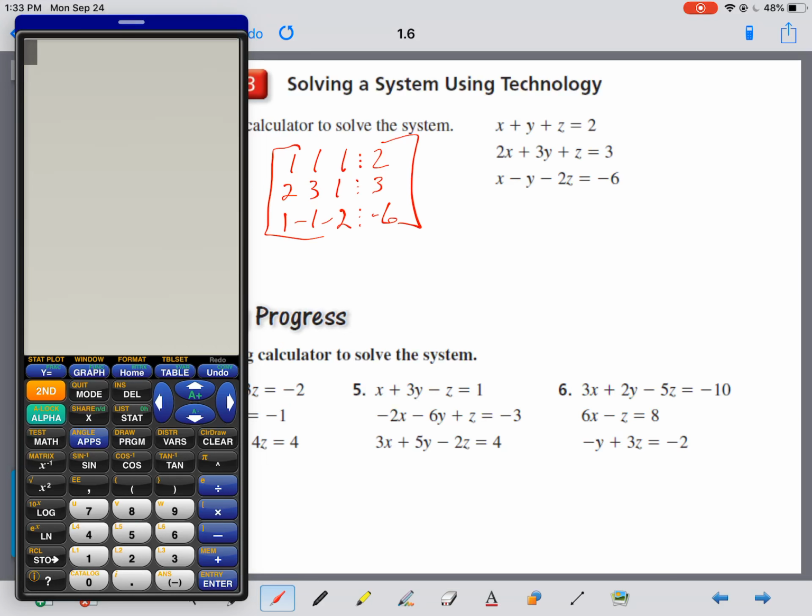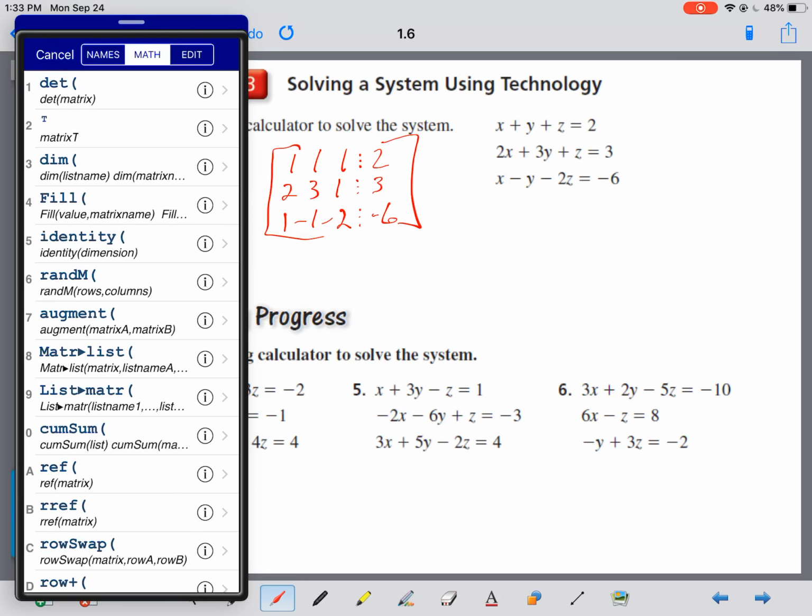Now we're going to quit back to the main screen. So I did second and then quit right next to it. Then we're going to go back into matrix. And this time we're actually going to do some matrix math. So go to the right, go to the math column. And you're going to scroll down. Mine doesn't scroll because I got a nice long list here. But you're going to scroll down until you see RREF. You need 2 R's, reduced row, RREF. It's got 2 RREFs on it, so choose RREF.